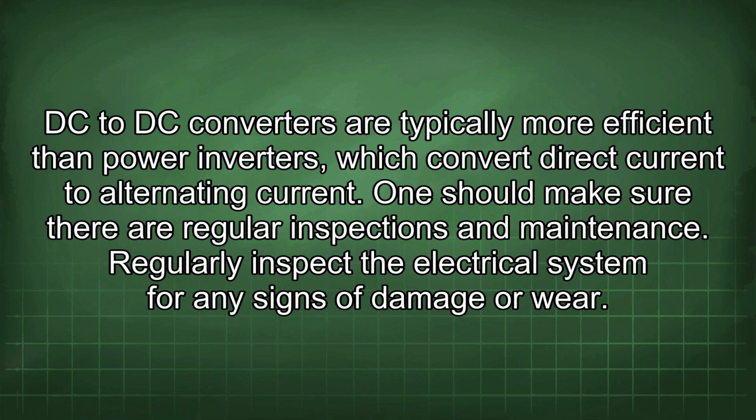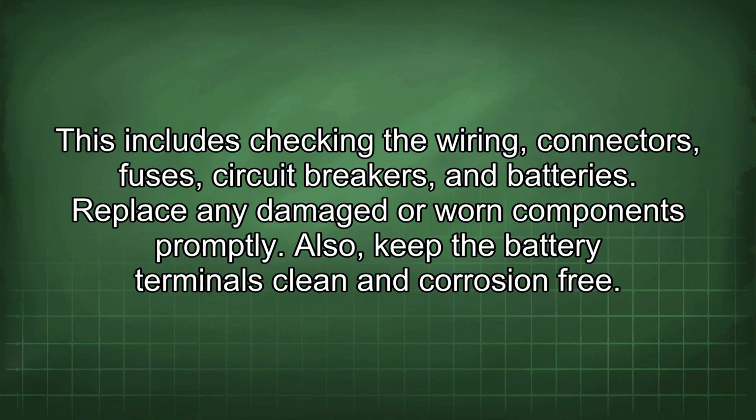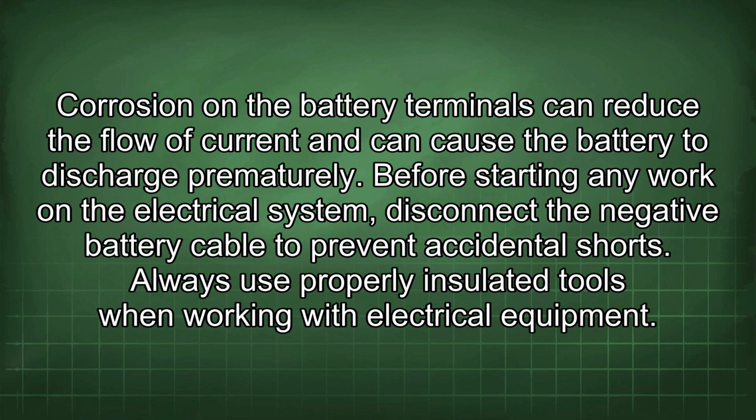One should make sure there are regular inspections and maintenance. Regularly inspect the electrical system for any signs of damage or wear. This includes checking the wiring, connectors, fuses, circuit breakers, and batteries. Replace any damaged or worn components promptly. Also, keep the battery terminals clean and corrosion-free. Corrosion on the battery terminals can reduce the flow of current and can cause the battery to discharge prematurely.